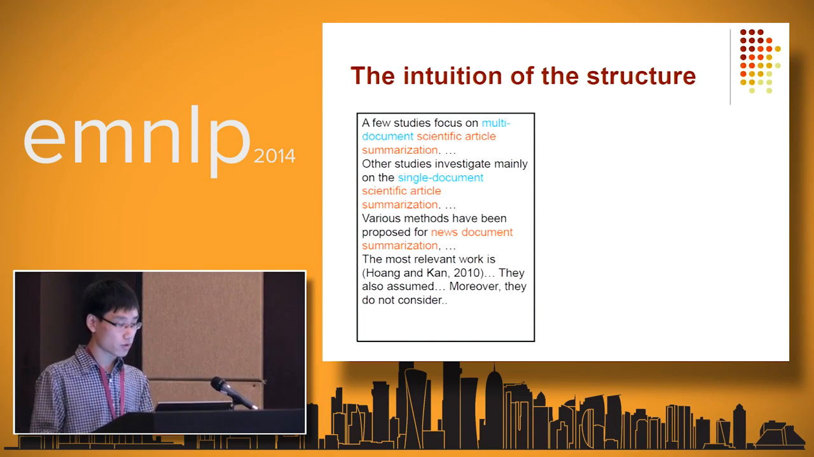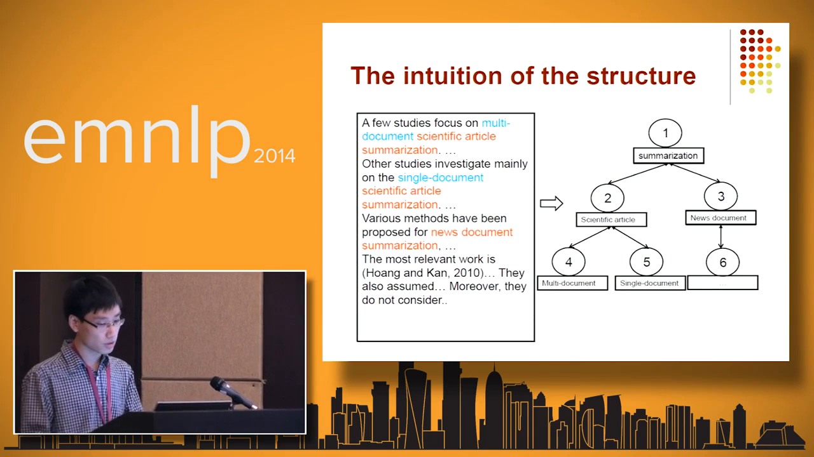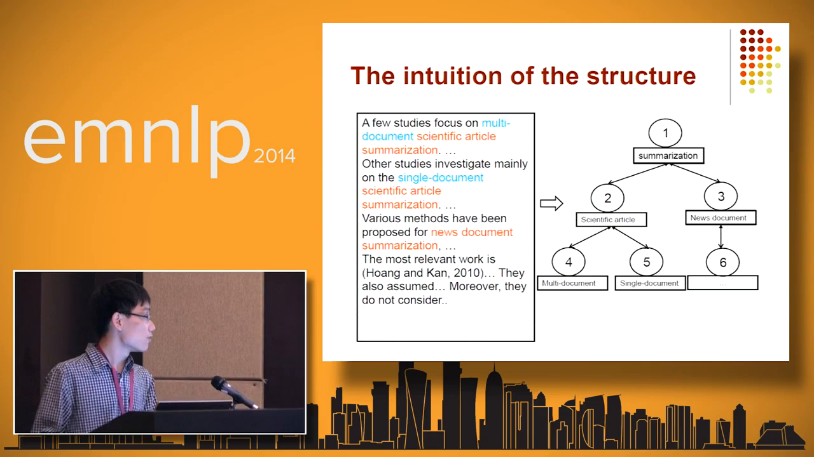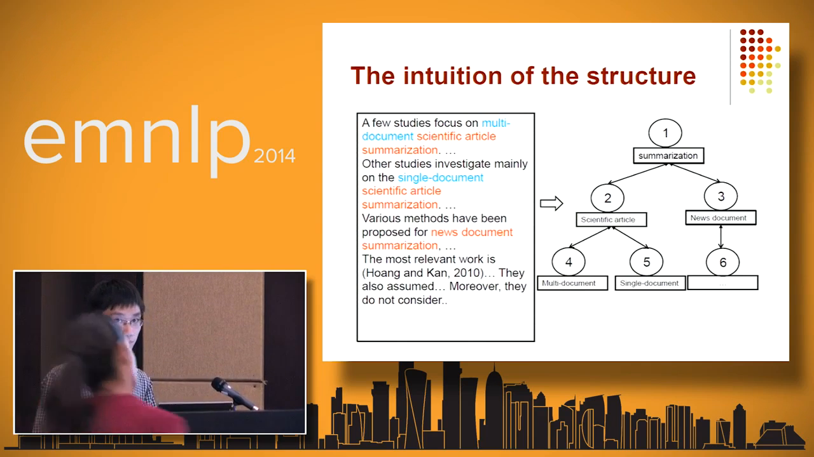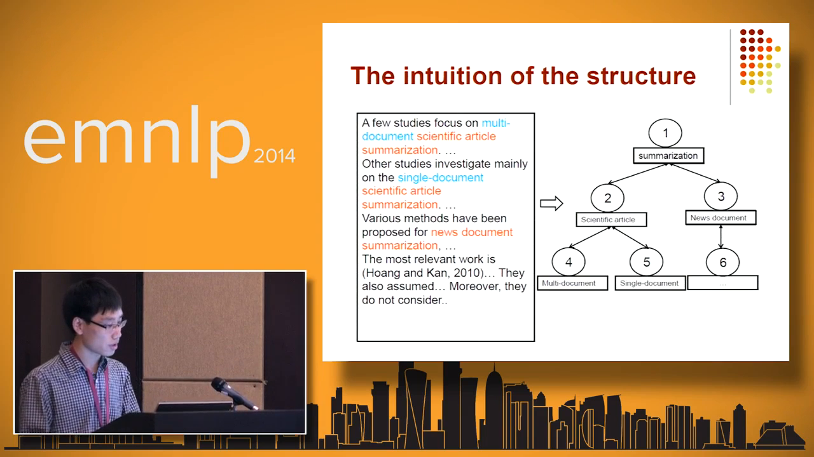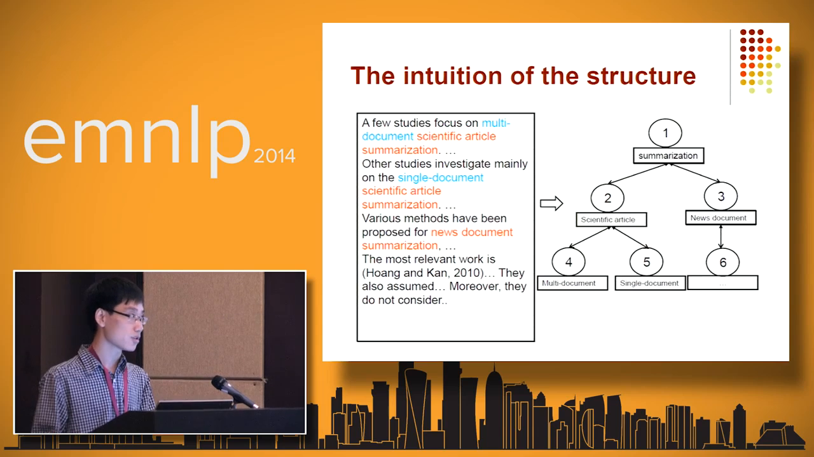So actually, we can transform this related work section into a topic tree like this. The root is the topic summarization, and below it there are two subtopics. The first one is scientific article summarization, and the next one is news document summarization. So usually a related work section can contain several topics and can be transformed to a topic tree like this.